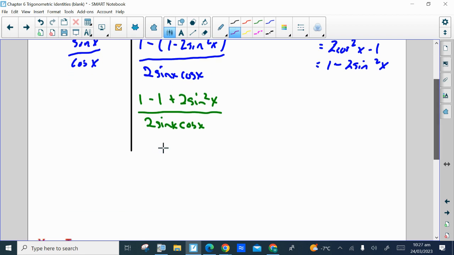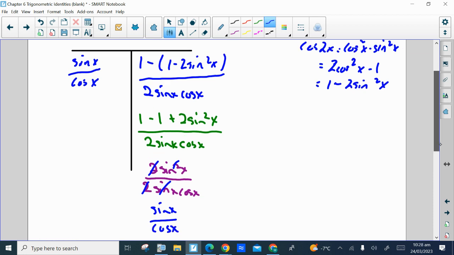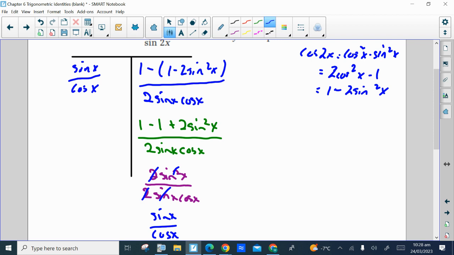The 1's cancel, and on the right you'll have 2 sine squared x over 2 sine x cos x. You could not have canceled the 2's prior to this because, remember, you can't cancel part of an expression. You have to be able to divide all terms by the same value. But now, because we have a single factor on the top and a single factor on the bottom, now you can divide top and bottom by 2. You can also divide top and bottom by 1 factor of sine x, and you're left with sine x over cos x, which is what the left side is. So it's done. We've proven the identity.